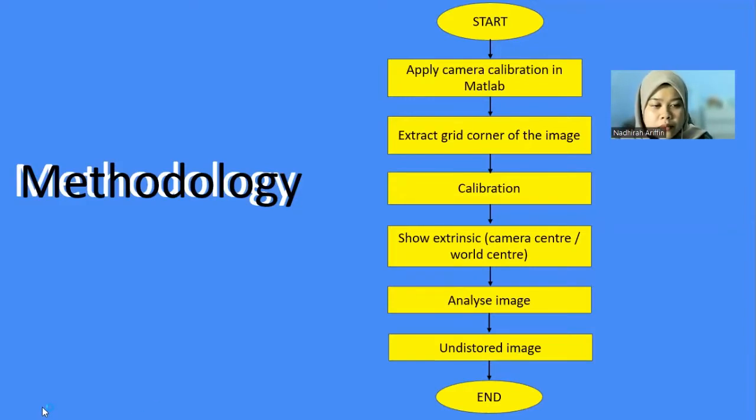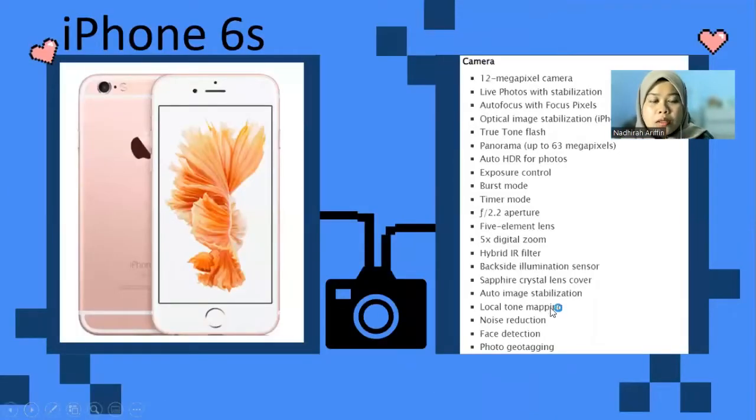For my part, I will use the iPhone 6s, whose camera consists of a 12 megapixel camera, Live Photos with stabilization, autofocus with Focus Pixels, and optical image stabilization, which is for the iPhone 6s Plus only. Then the True Tone flash, panorama up to 63 megapixels, and auto HDR for photos, and exposure control.